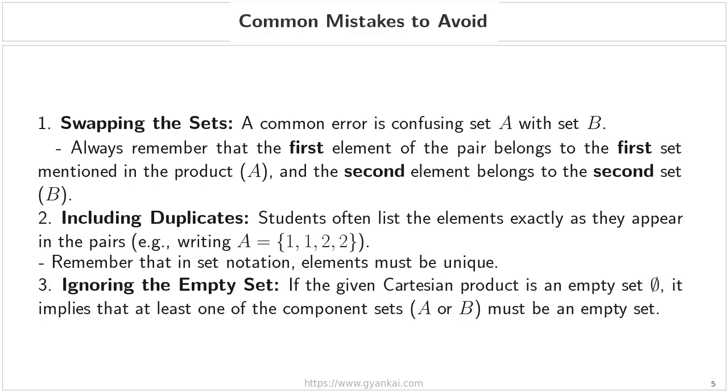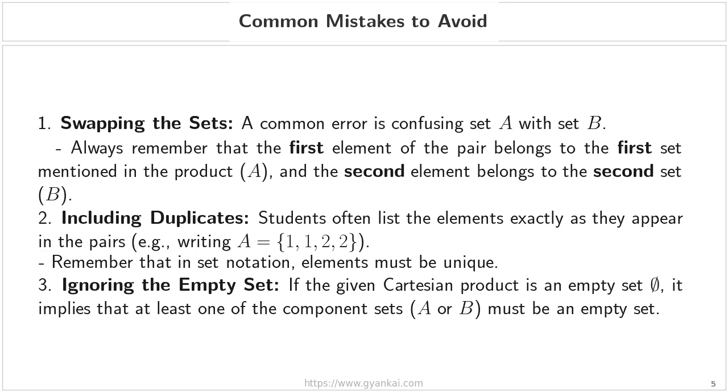Finally, don't ignore the possibility of the empty set. If you are presented with a Cartesian product that is an empty set, represented by the symbol phi, don't be confused. This simply implies that at least one of your original component sets, either set A or set B, must have been an empty set to begin with.